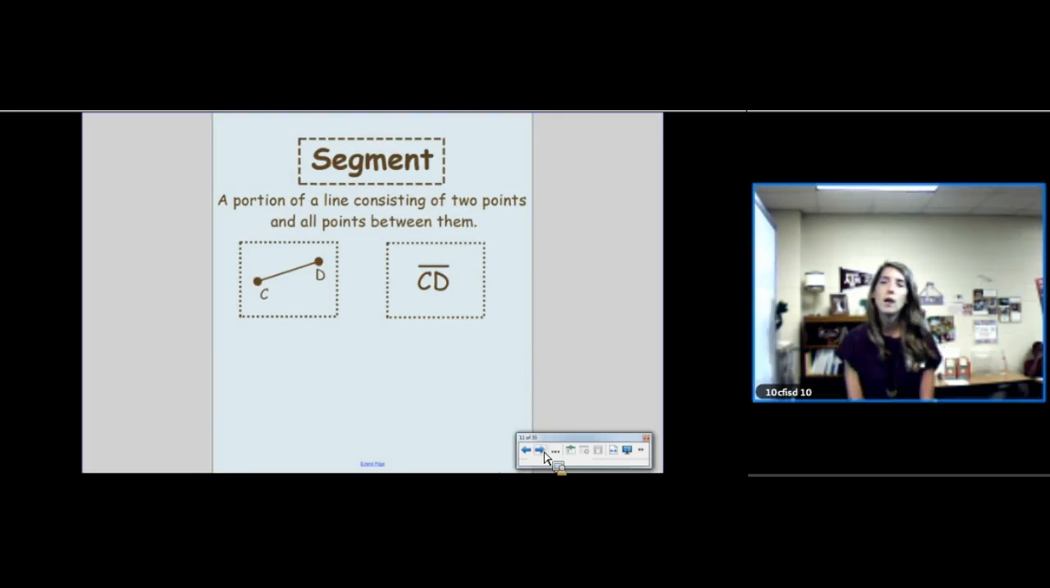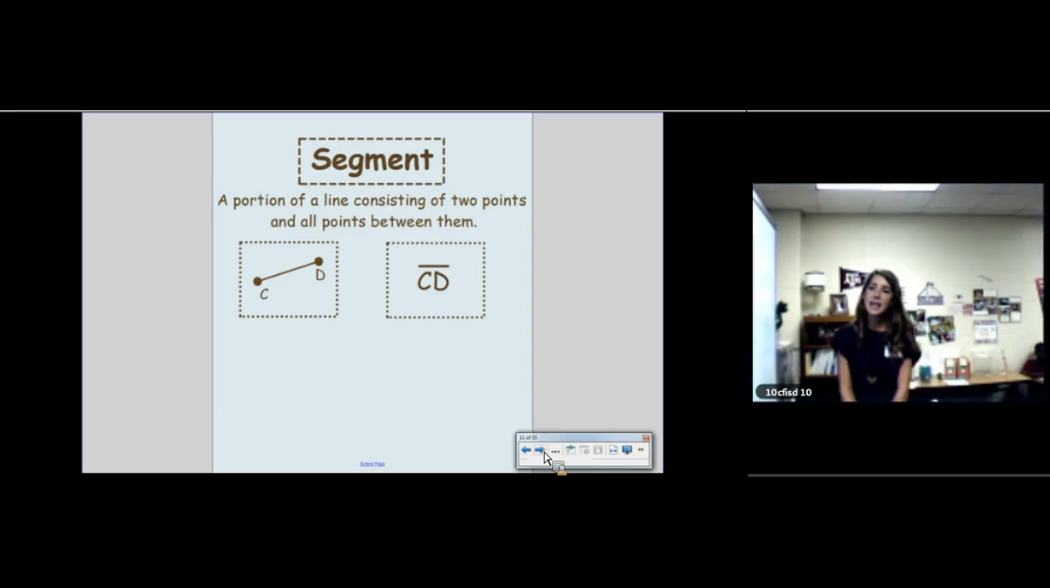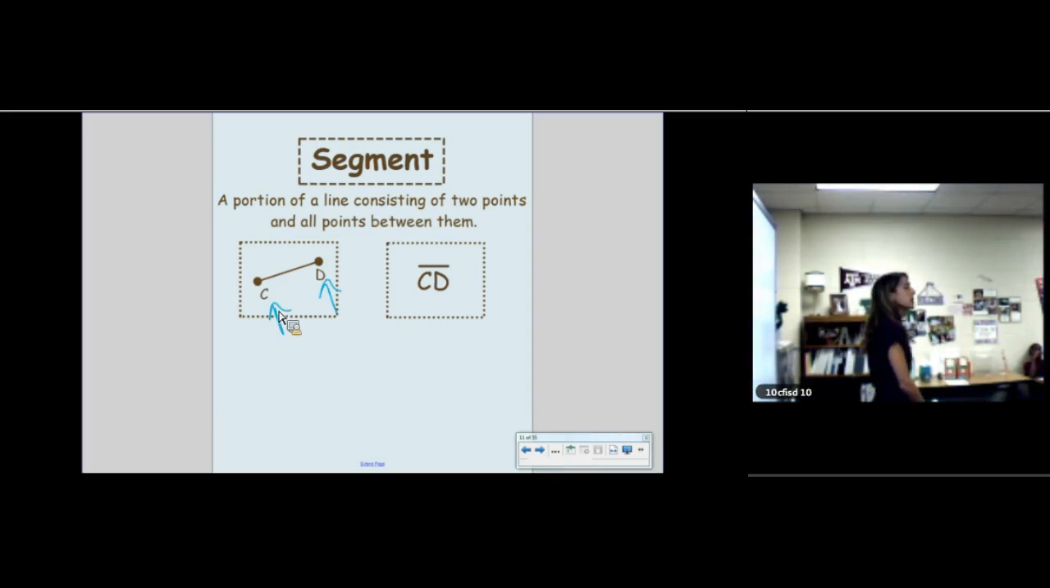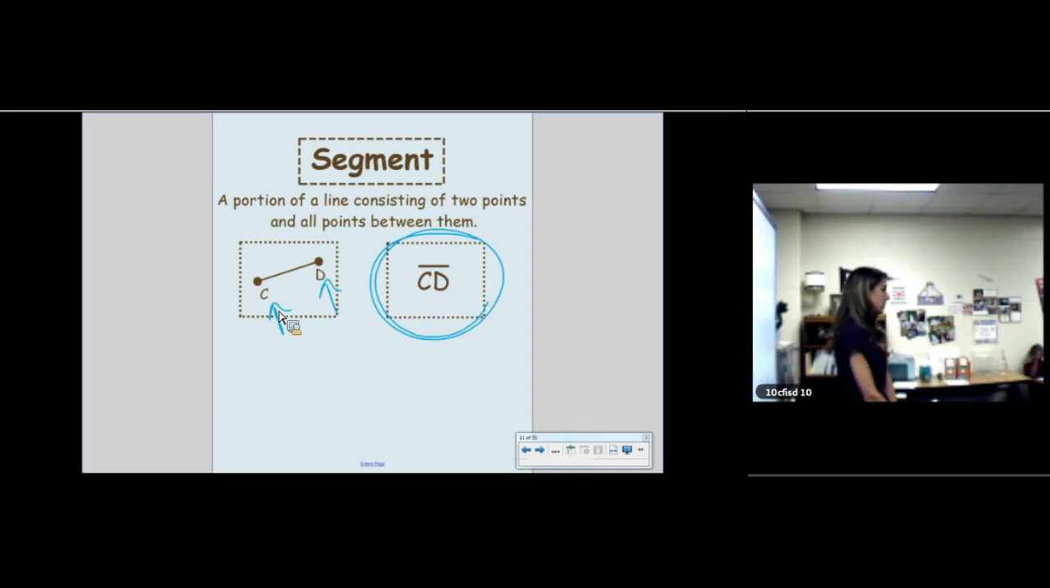Alrighty, a segment. A segment is when you take a line and you chop off the arrows. The arrows are gone. A segment does have a beginning and an end. They're called end points. So C and D are our end points. The notation is capital C, capital D, with a segment on top. Don't put arrows, because it's not a line. So good. Whew. There's only one way to name this one. That's good news. One way to name it.